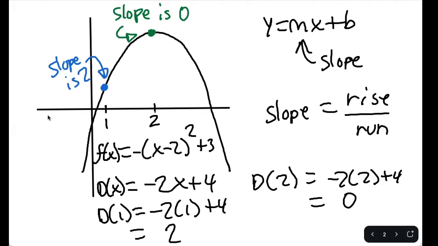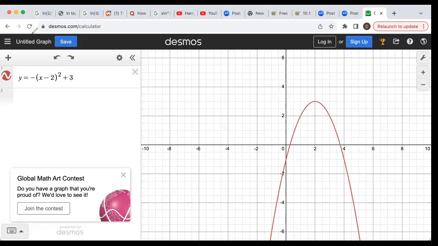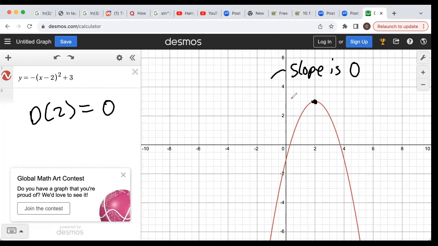Or it doesn't have to be a parabola. It could be anything. We plug 2 into x. We plug 2 into the derivative, and we got 0, if you remember. So right here, the slope is 0. That's what we figured out when we did the math. And it makes sense that the slope is 0, right? Because it's totally flat there at the top. Does that make sense? Yes.